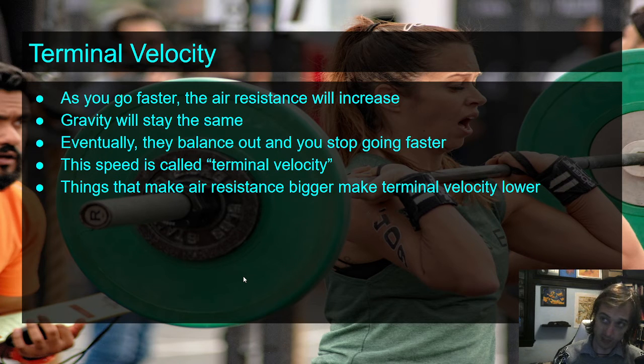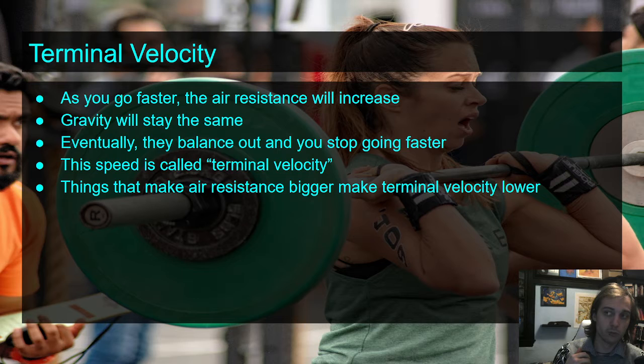So for terminal velocity, the big thing is that the faster you go, the bigger the air resistance gets. And because the air resistance keeps getting bigger, but gravity doesn't, eventually they wind up being the same size as each other. And once they're the same size as each other, you stop going faster because your forces have become balanced. You don't stop moving, you stop going faster. And that speed at which you stop going faster is called terminal velocity, terminal meaning final.